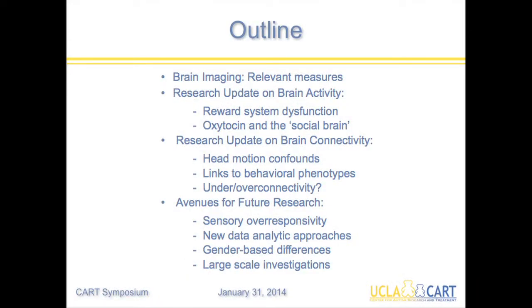So I'll very briefly introduce just a couple of the measures that I'll be talking about, and then I will give you a brief research update on a few studies that I found the most interesting with regard to the reward system, this important network in the brain that we and others have found to be impacted in autism. I will also tell you about a few studies on oxytocin and its influence on the social brain.